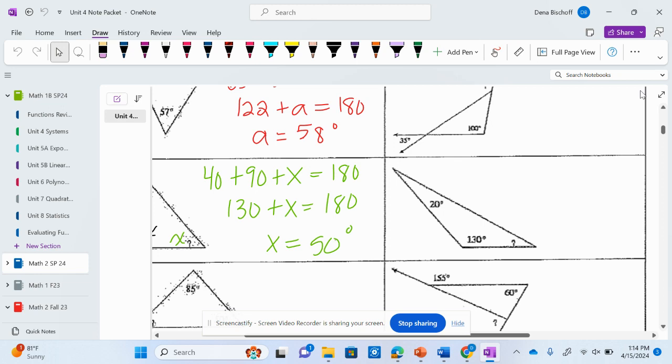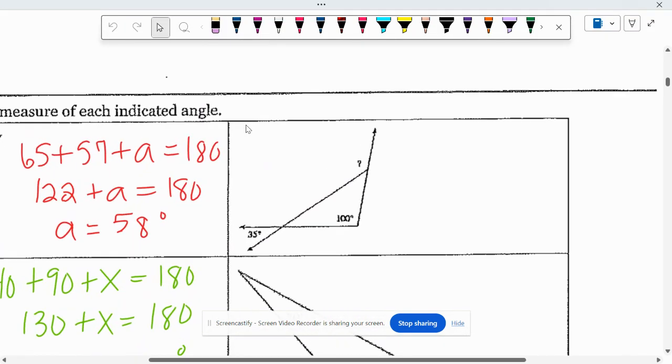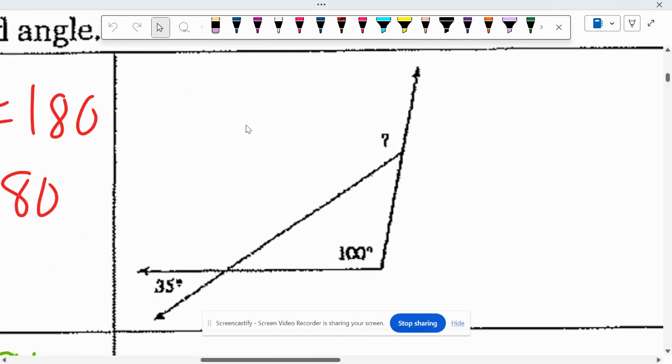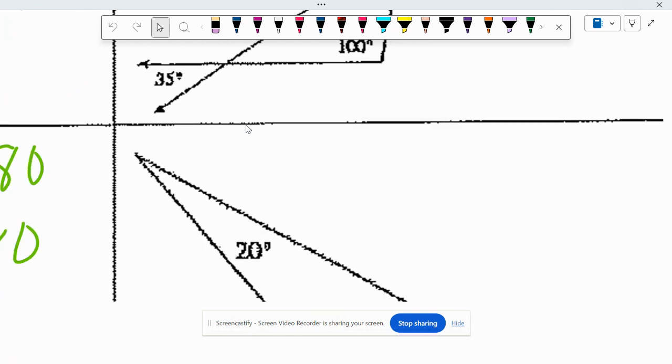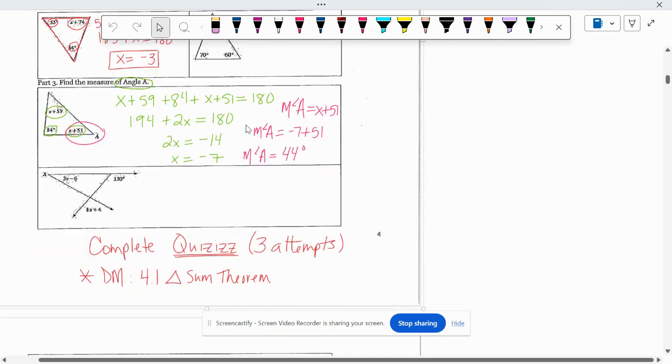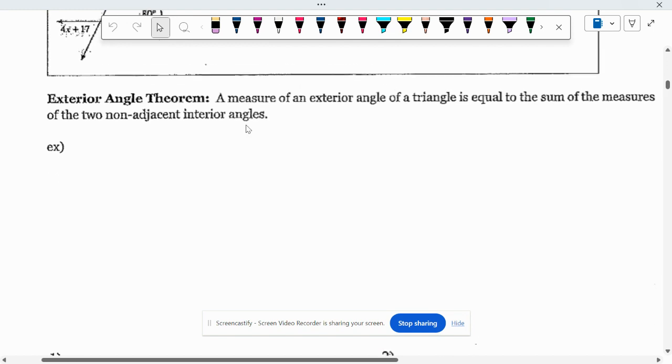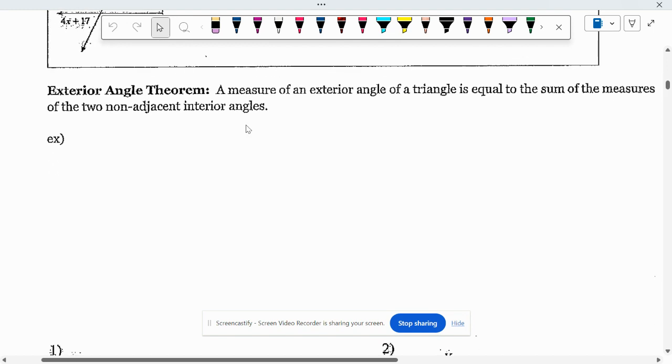All right. So I'm going to do this first example right here, and we're going to label some stuff. So the exterior angle theorem says that if you extend a side of your triangle, if you extend one of the sides, you create what's called an exterior angle.